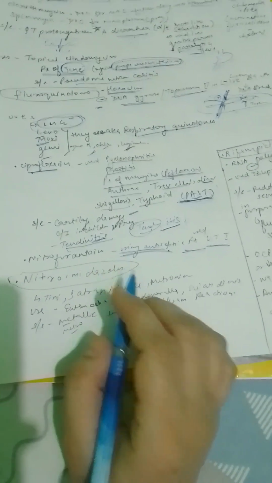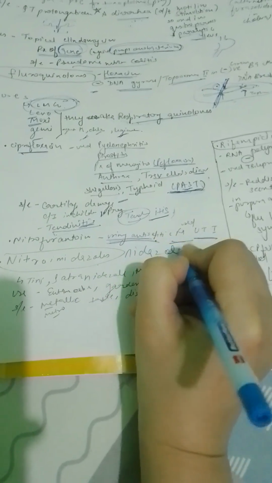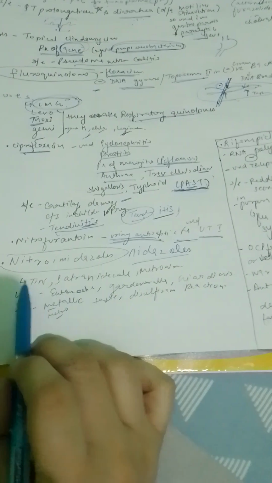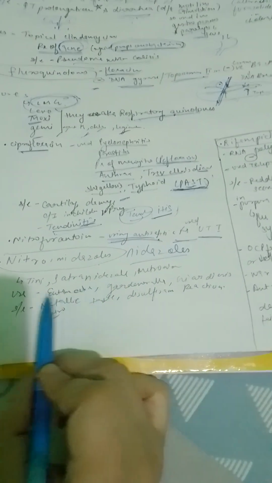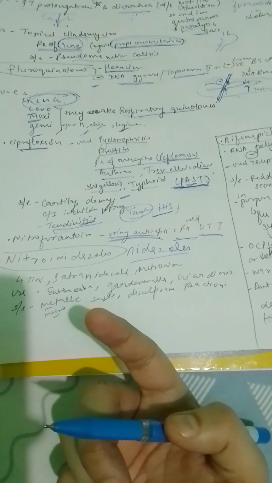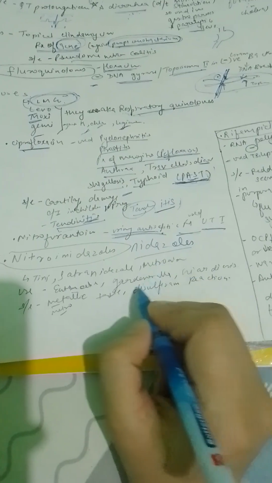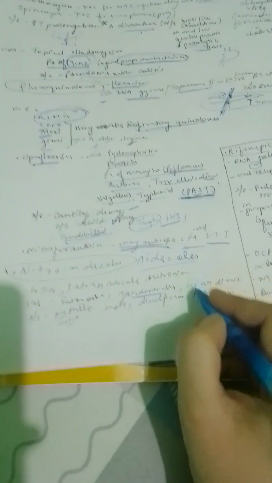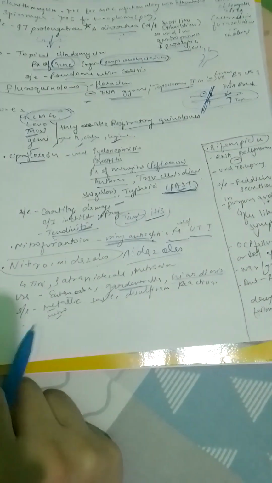Then another antibiotic group is the nitroimidazoles, for example metronidazole. These nidazoles include the drug names tinidazole, secnidazole, and metronidazole. We can use them in case of parasitic infections, for example anti-amoebic, then for example gardnerella or giardiasis. Then there will be certain side effects.